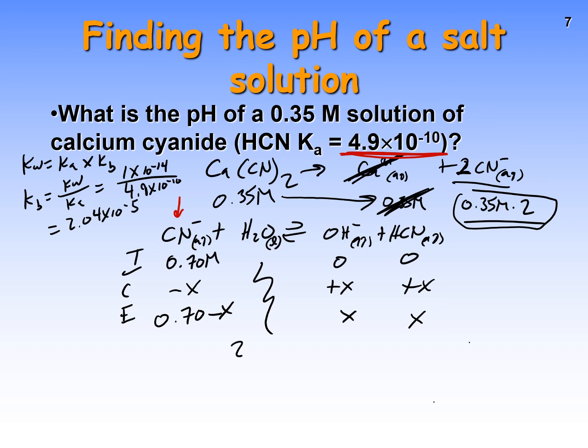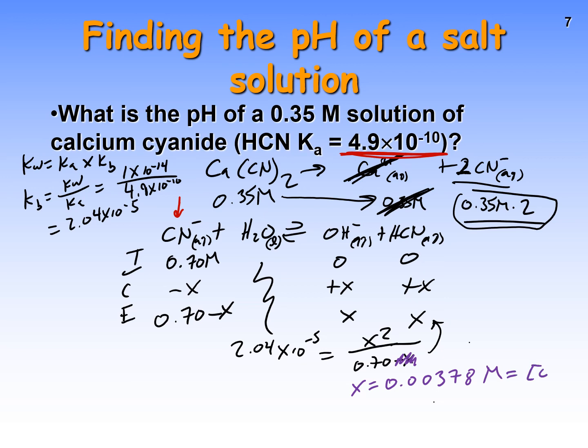Okay, at this point we can just say, hey, 2.04 times 10 to the negative 5 is equal to x squared all over 0.70 minus x. Again, I'm just getting this from our ICE table. I'm going to assume the 5% rule here, cross out minus x, and I can resolve this for x, right? x is going to be equal to 0.00378 molar. Again, this is equal to our concentration of OH minus because we had a weak base here.